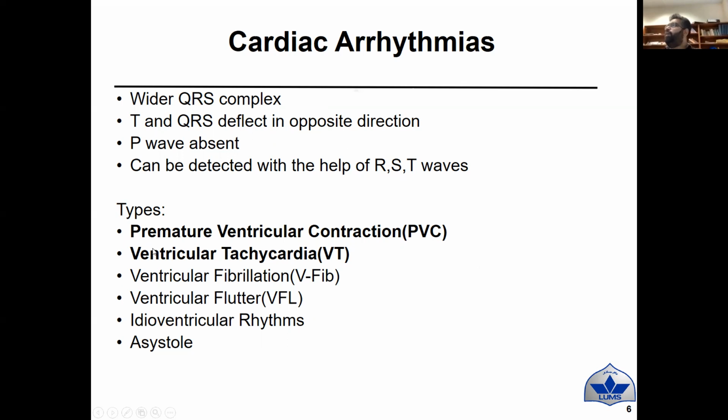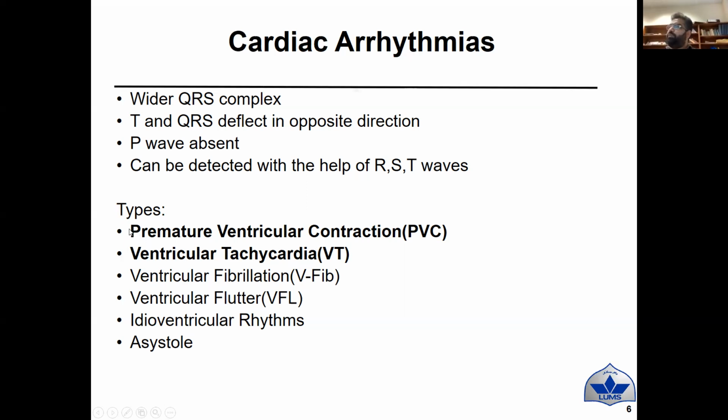There are different types of arrhythmias: premature ventricular contraction, which is the PVC, the most common and least severe one. Then we have ventricular tachycardia, VT. Then we have ventricular fibrillation, ventricular flutter, idioventricular rhythms, and asystole. Ventricular fibrillation and ventricular flutter are pretty serious; they lead to death basically. Ventricular tachycardia is again a severe condition which needs proper monitoring, and PVC is something which is a normal scenario.